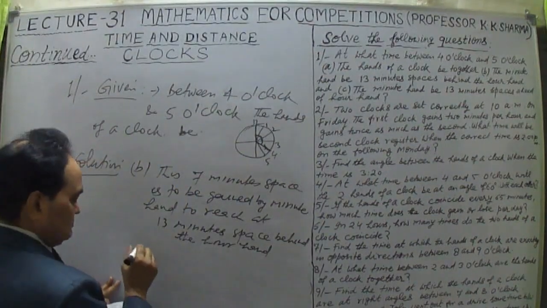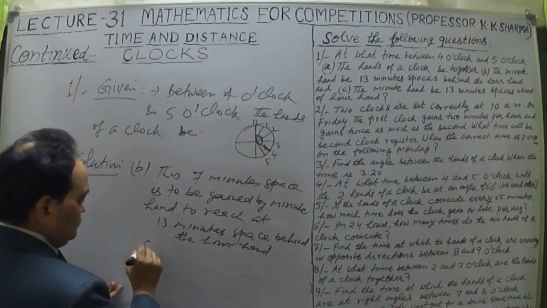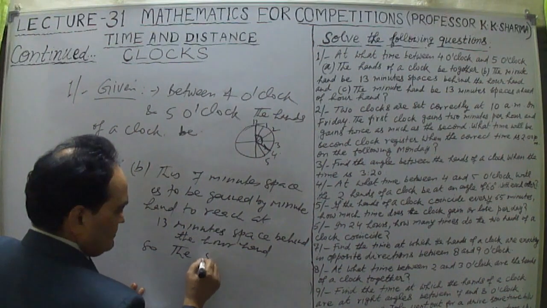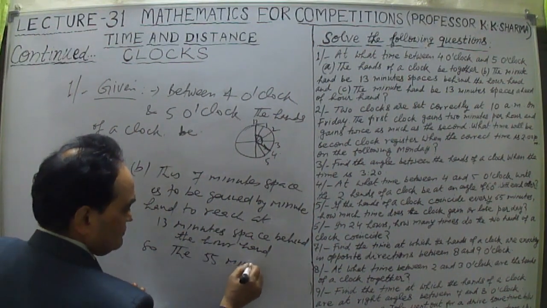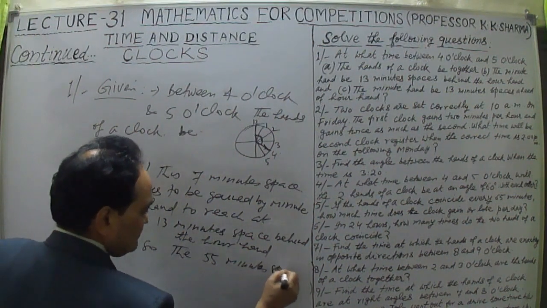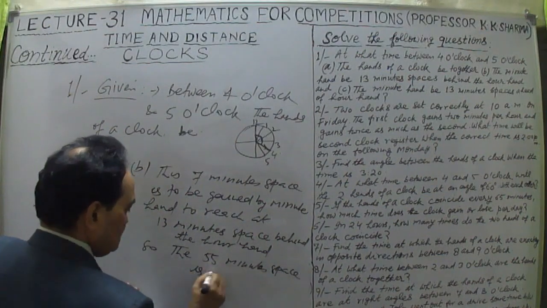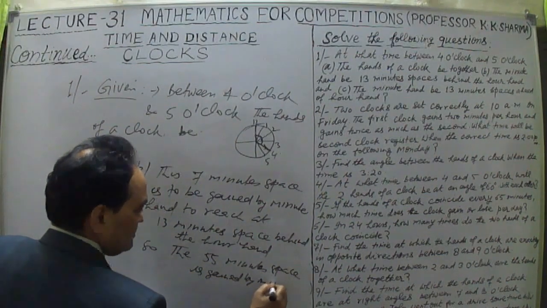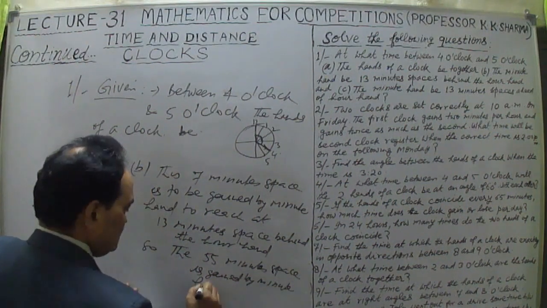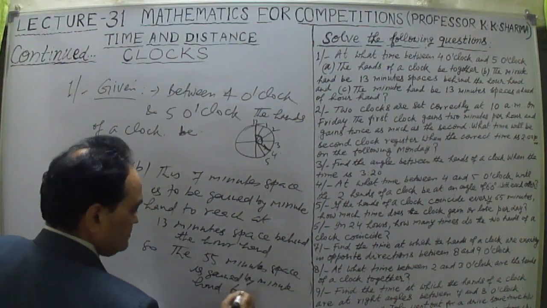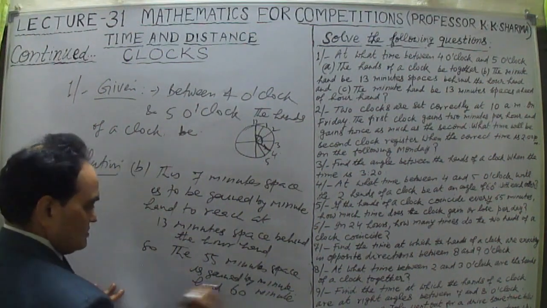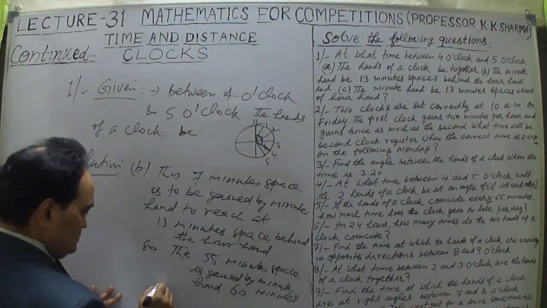And what is that space? Let me now find out. So the 55 minutes, this is the basic form. The 55 minutes space is gained by the minute hand in 60 minutes time. Try to understand. 60 minutes.